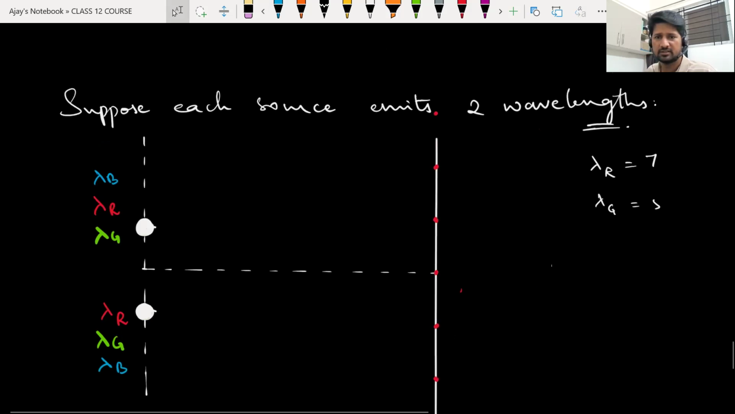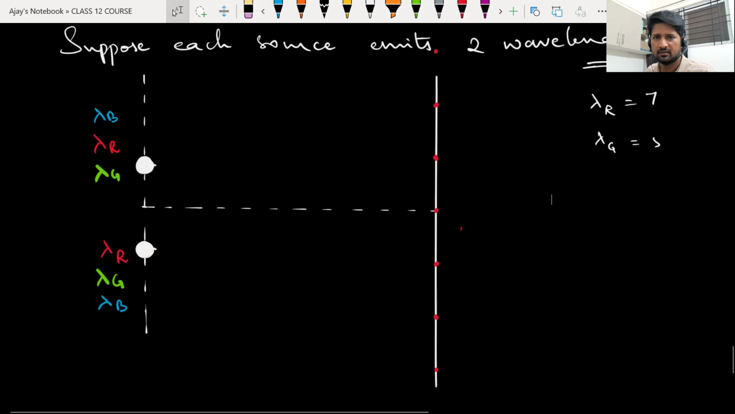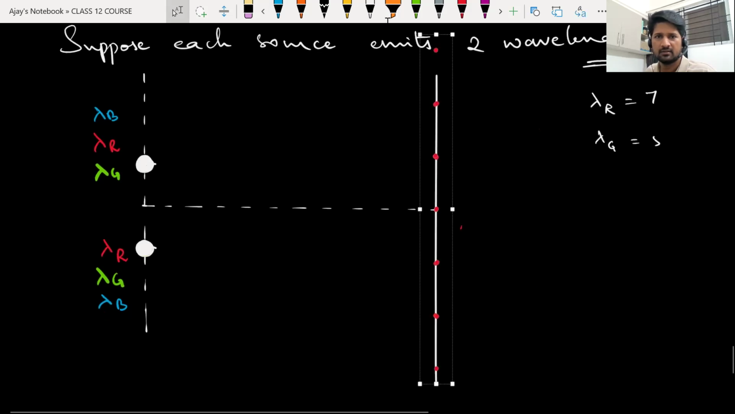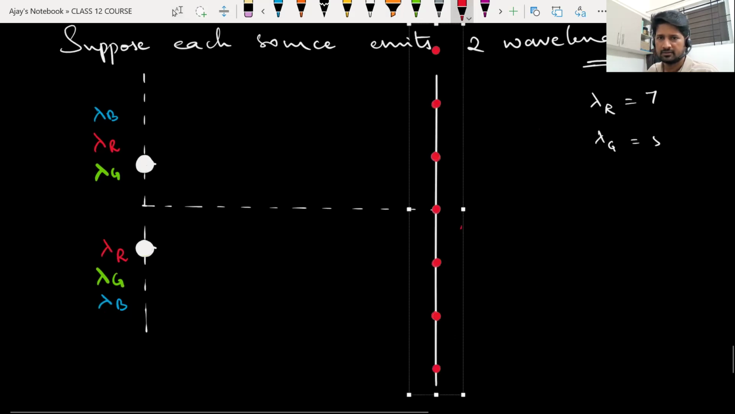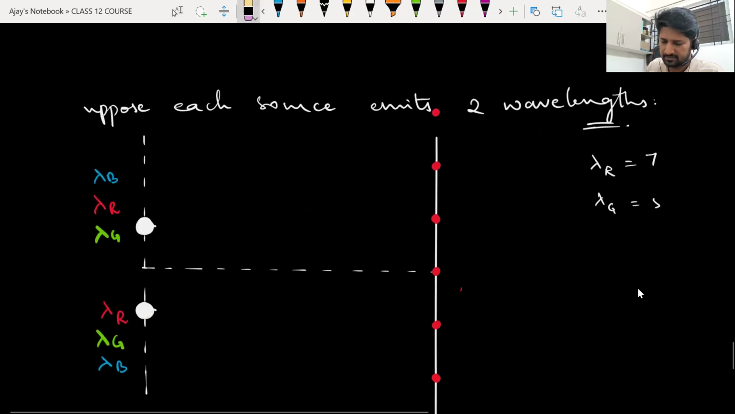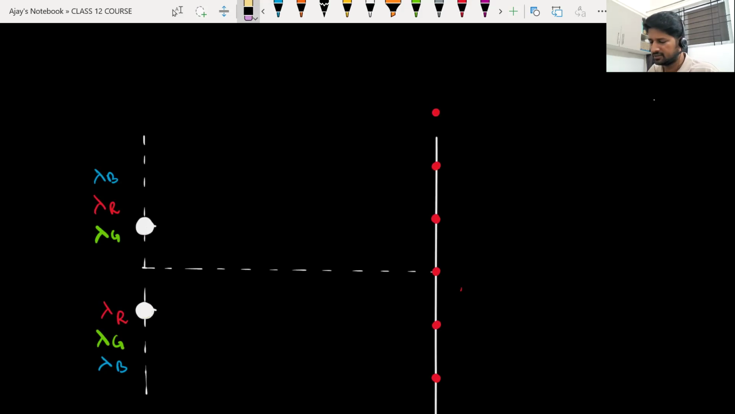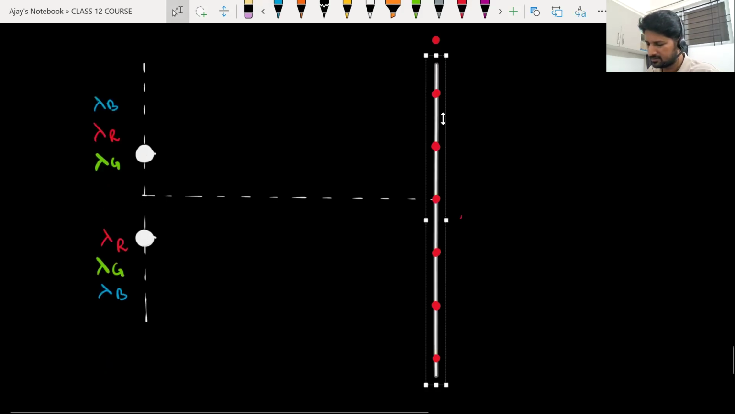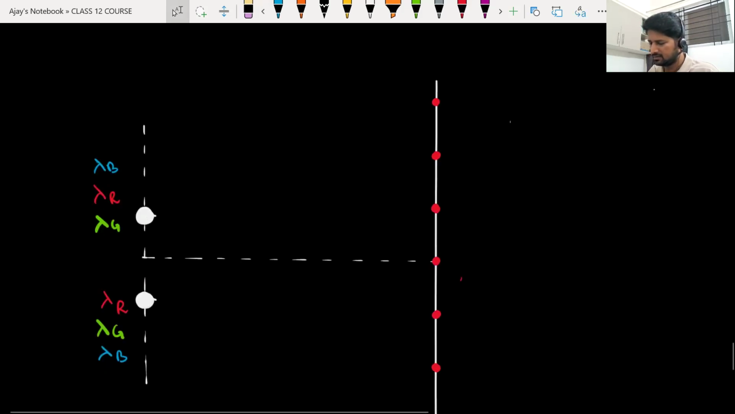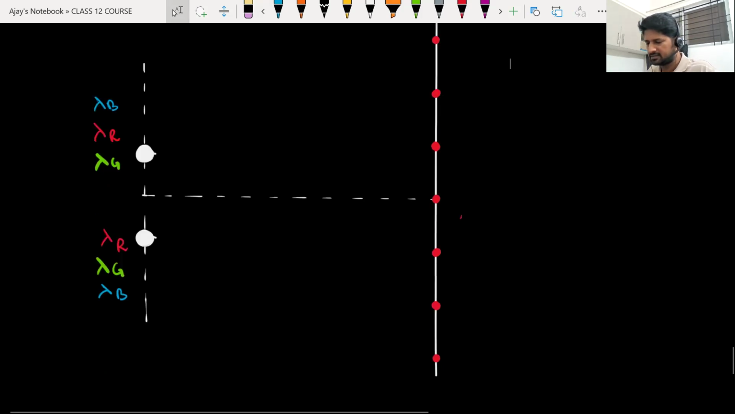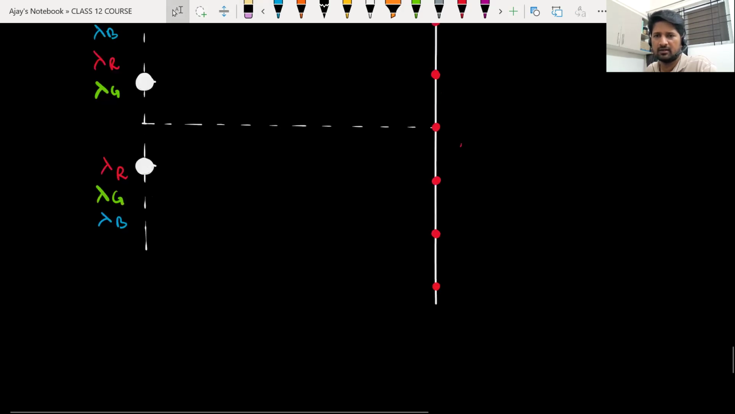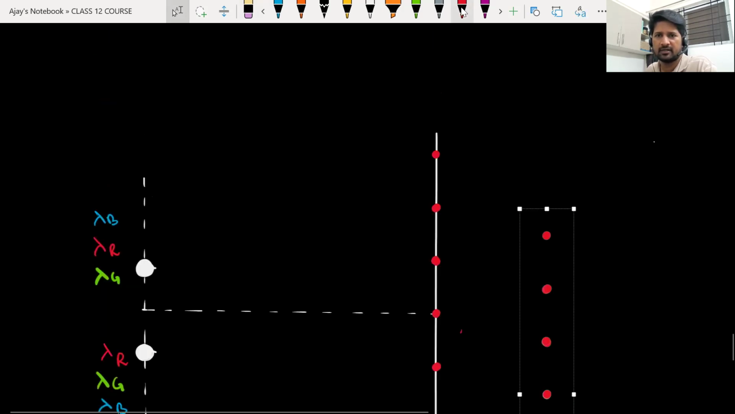Are you able to see the red dots on the screen on that white line? Yes, sir. Okay, or let me make them slightly bigger. Yeah. So you'll see a pattern of red bands like this. Next, we are assuming both sources emit all 7 visible colors. Next, you will see a pattern of orange bands. Orange has a slightly shorter wavelength compared to red.